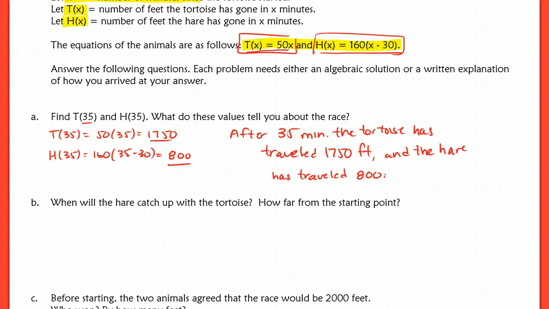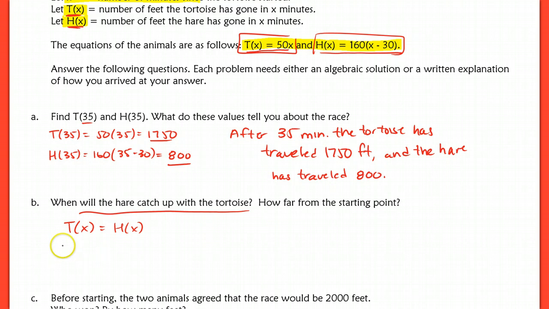In question B, it asks when will the hare catch up with the tortoise? So this is going to cause you to have to interpret here. If they're going to catch up to each other, that means that their distance is going to be equal to each other. And the distance, t of x, is representing the distance of the tortoise, and h of x represents the distance of the hare. So we're going to set those 2 things equal to each other. So we're going to set t of x equal to h of x. This is going to be the point where they cross one another.